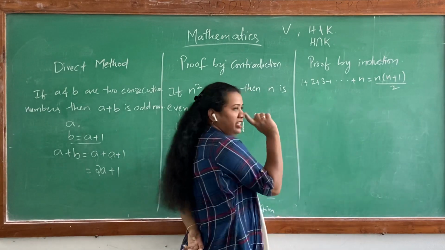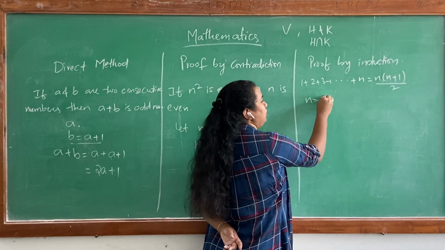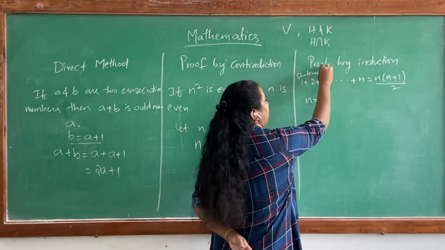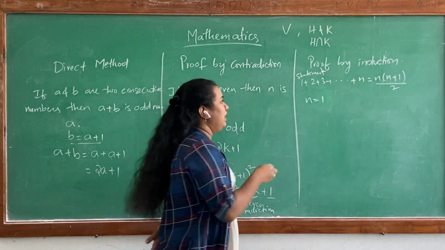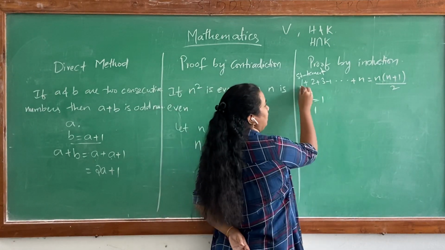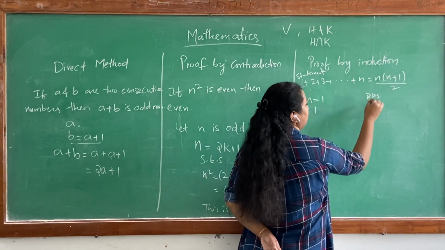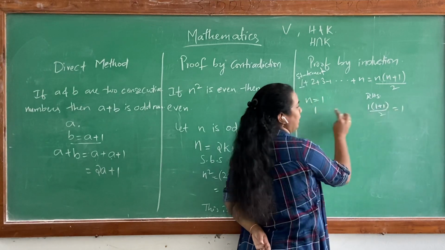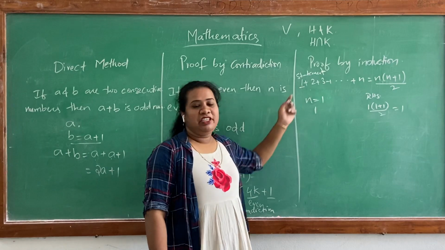In this, the first step is to prove the statement of the theorem for n is equal to 1. For n is equal to 1, we will prove LHS is equal to RHS. There is only one element on the LHS. RHS is 1 into 1 plus 1 by 2. This is 1. So 1 is equal to 1. For n is equal to 1, the statement is true.